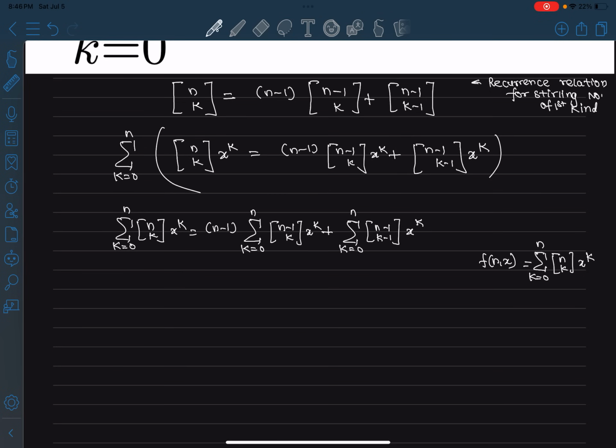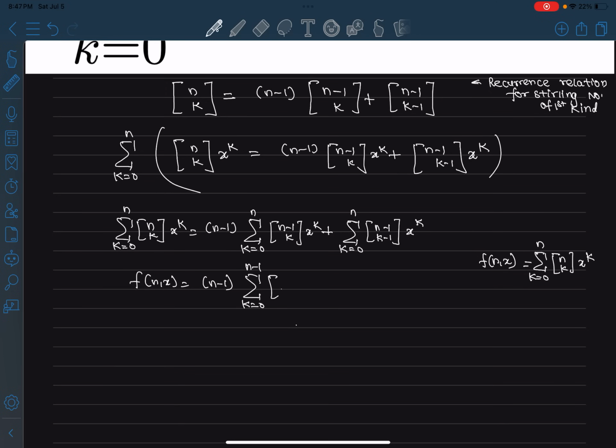Now this becomes f of n comma x, and this will be equal to n minus 1 times a sum. I can write the sum from k equals 0 to n minus 1 because at k equals n, this will just be [n minus 1, n], and this will be 0 because whenever k is greater than n, we consider the number to be 0. So that's why we can write the sum from k equals 0 to n minus 1.